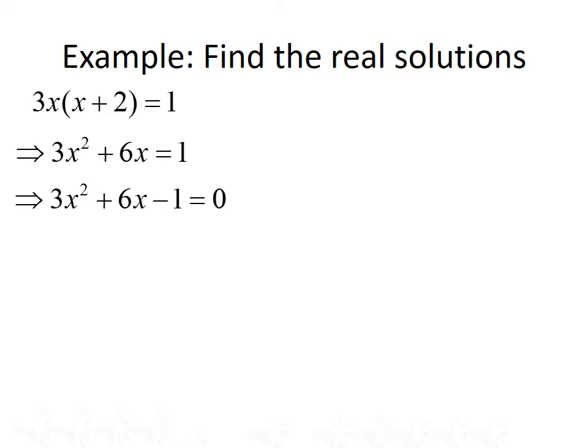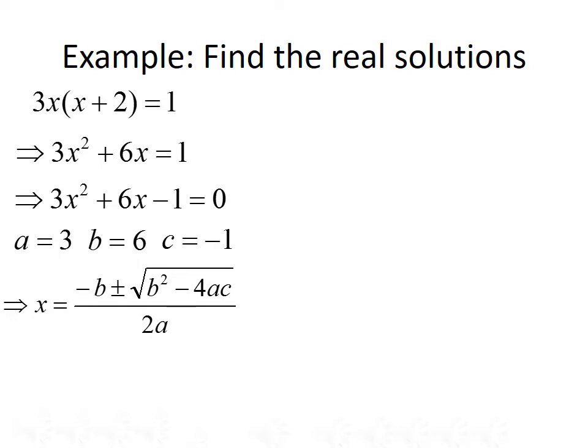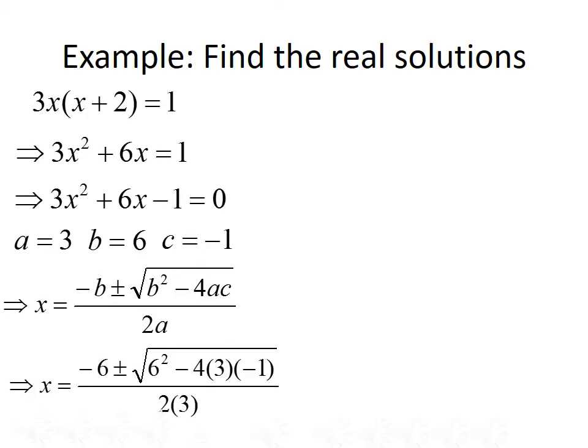Now that our quadratic equation is in standard form, we can pick our a, our b, and our c and plug them into the quadratic formula. From our quadratic equation, a is 3, b is 6, and c is negative 1. Remember, the quadratic formula takes the form x equals negative b plus or minus the square root of b squared minus 4ac all over 2a. So we just need to plug in our coefficients, which will give us x equals negative 6 plus or minus the square root of 6 squared minus 4 times 3 times negative 1 all over 2 times 3.